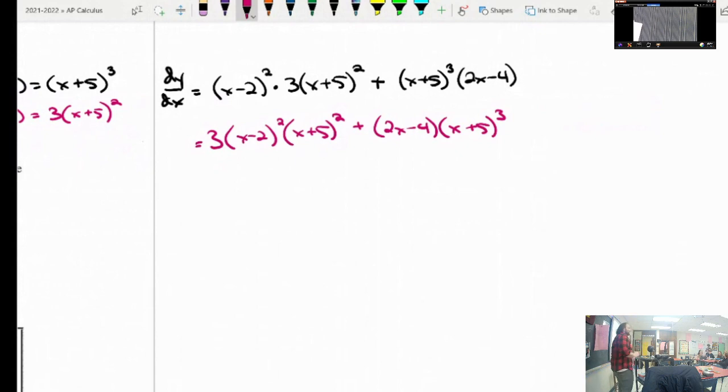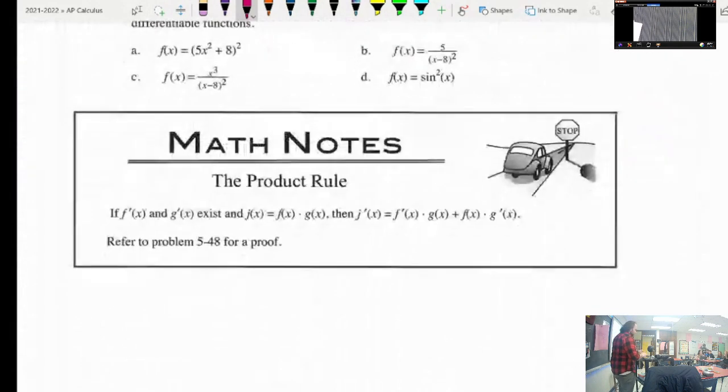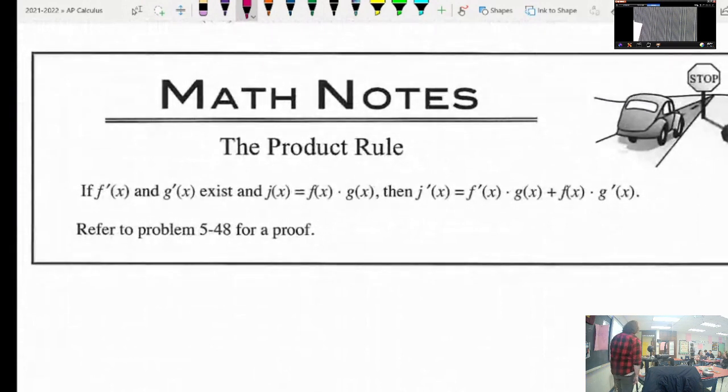Shocking. All right, so here it is. In case you got nothing else out of this, there is your product rule. Know it, love it, get it tattooed on your arm, memorize it now. The hardest part about the product rule is honestly identifying when you need to use it.